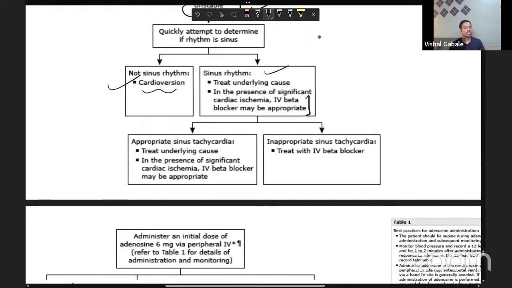And if the underlying cause is ischemia, you have to treat that part. Okay. And if the patient has appropriate sinus tachycardia, then you have to manage with IV fluids, etc. What is the underlying cause? And if the patient is having inappropriate sinus tachycardia, then you have to treat with IV beta blockers.